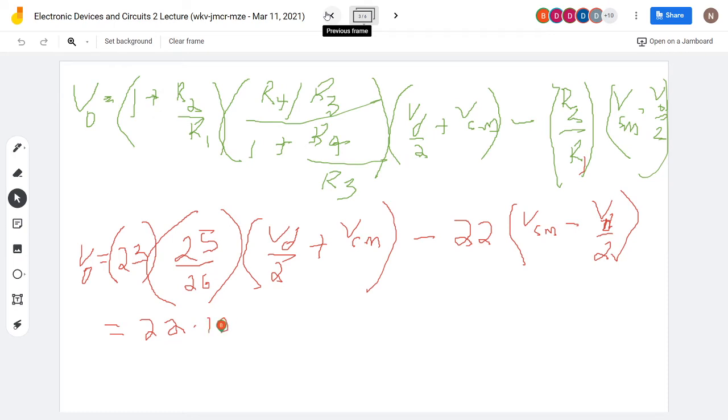Okay. So we're going to have this now multiplied by VD over 2 plus VCM. Now, gentlemen and ladies, I don't need to go any further. I need you guys now to help me because you really have everything you need. This is going to be 22 VCM plus 11 VD.